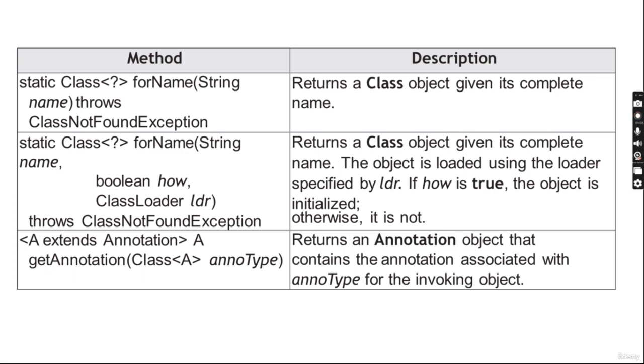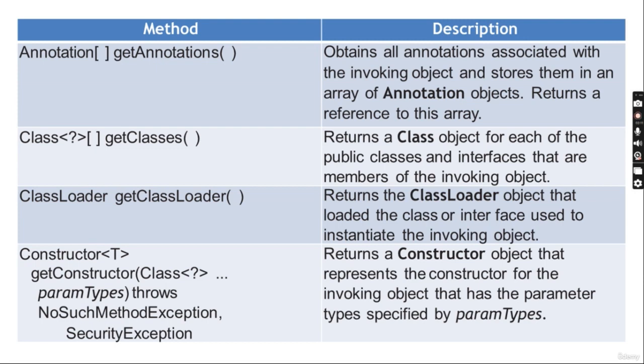<A extends Annotation> A getAnnotation(Class<A> annotationType) returns an Annotation object that contains the annotation associated with the annotation type for the invoking object. Then Annotation[] getAnnotations() obtains all annotations associated with the invoking object and stores them in an array of Annotation objects. It returns a reference to this array. Class<?>[] getClasses() returns a Class object for each of the public classes and interfaces that are members of the invoking object. Then ClassLoader getClassLoader() returns the ClassLoader object that loaded the class or interface used to instantiate the invoking object.